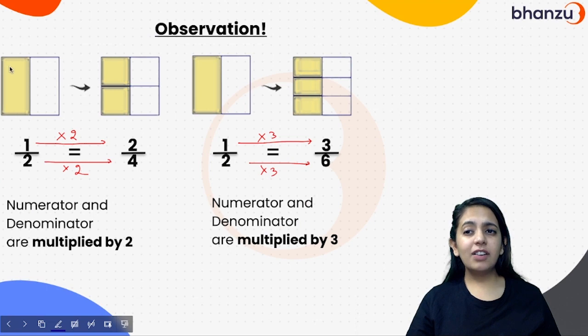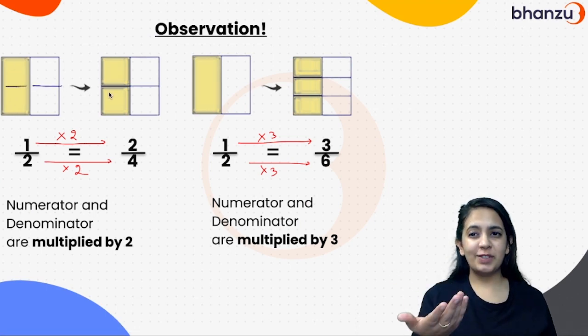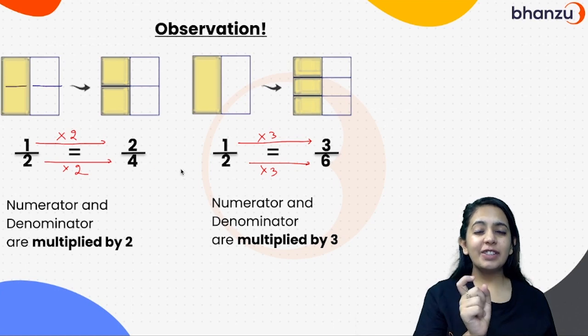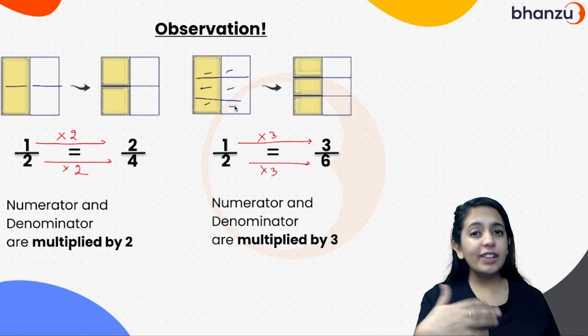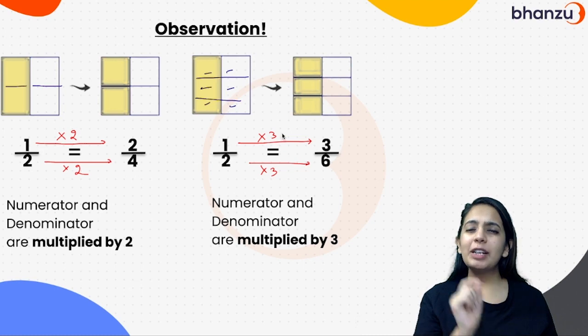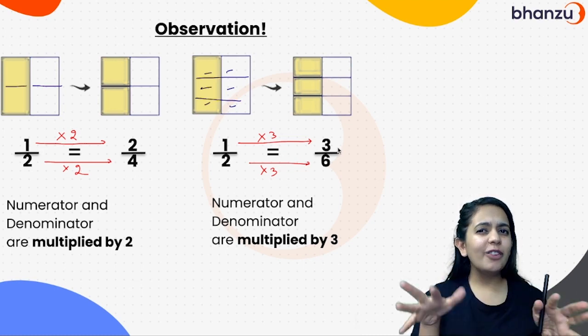If you observe, this one part has been cut into two more parts further. That's the reason we are multiplying this by 2 each. And in this one, this part is multiplied by 3. We are doing more equal divisions, so that's why we are multiplying by 3 each. That is the reason we are getting the similar fractions.